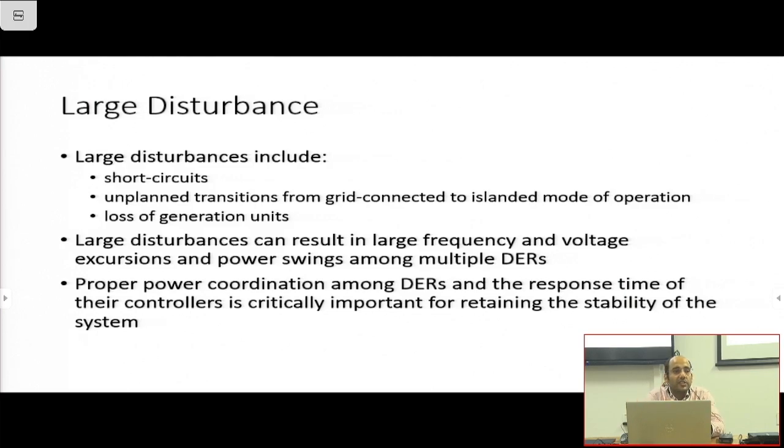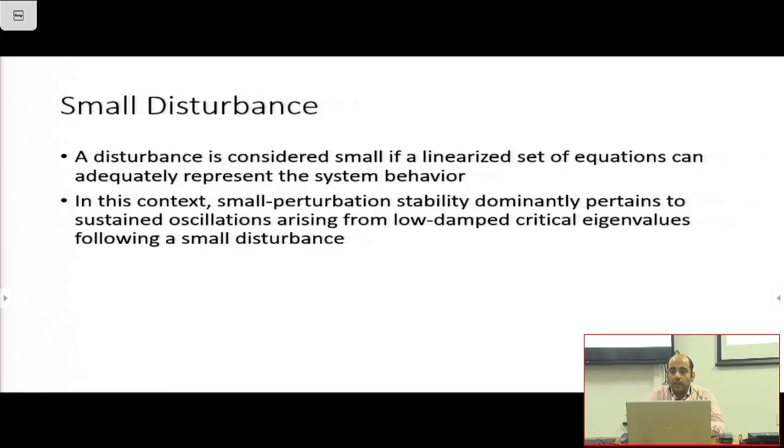So what happens if there is a large perturbation? It can lead to large frequency oscillations, voltage oscillations, or it can lead to improper coordination between the distributed energy resources. Okay. A small disturbance, as I told earlier, is not just defined by the size of it, though the perturbation is definitely small. Technically we call it small perturbation when the system linearity is maintained. In that case we can go for linear analysis like the eigenvalue analysis.